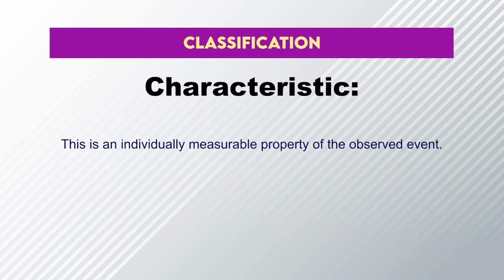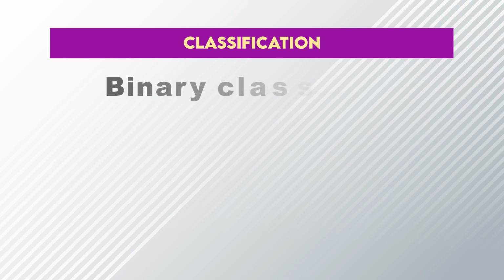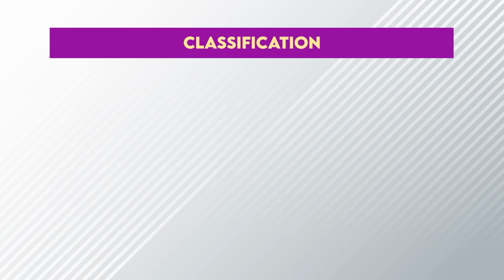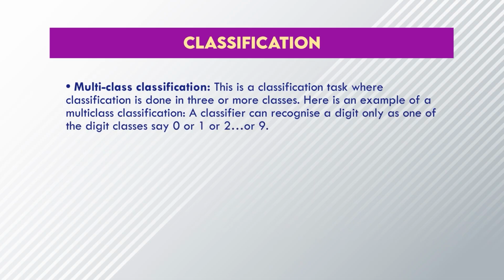Another term is characteristic, which is referred to as features. This is an individual measurable property of an observed event. Another is binary classification, a classification task with only two outcomes. Another is multi-class classification, and another is multi-label classification. Multi-class classification is whenever classification is done into two or more classes.